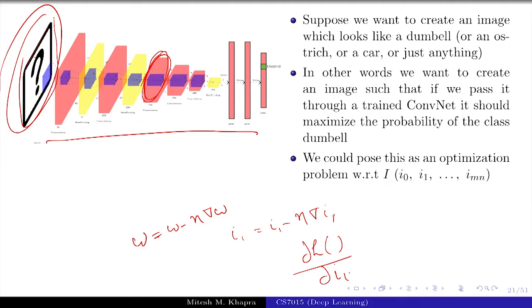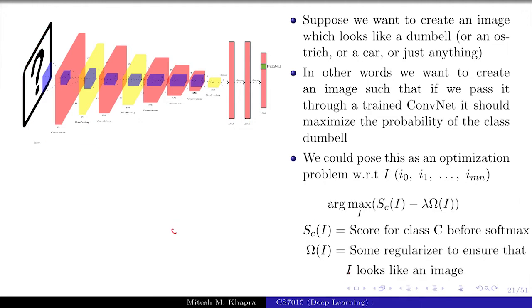So we could pose this as an optimization problem, where given an image, we want to maximize the score of the output class. I also want some regularization, because whatever I get, I want it to look like an image. We'll see different types of regularization for doing this, some very simple regularizations. But this is the overall idea. Any generic loss function is always the training loss plus the regularization. I've kept both, the training loss as well as the regularization. What's my training loss? The score for the class that I am interested in.